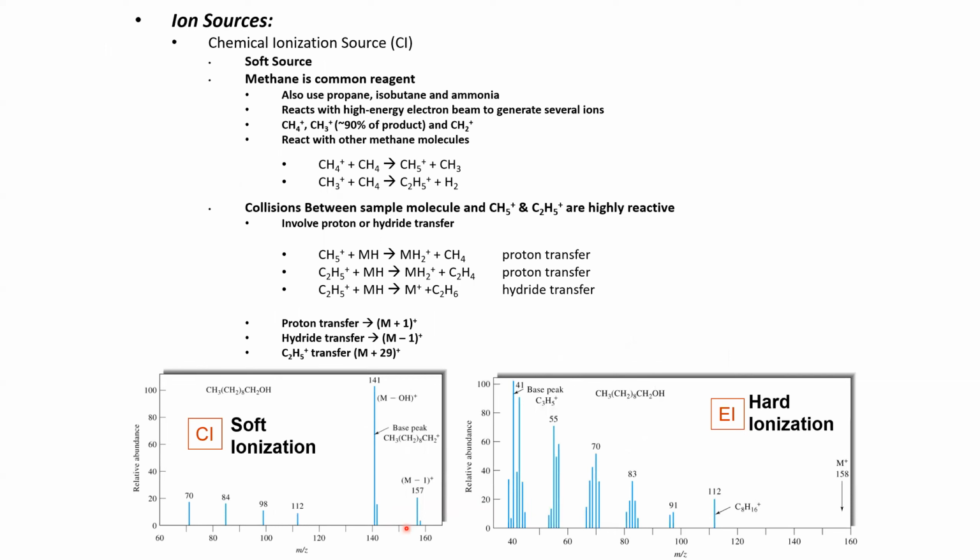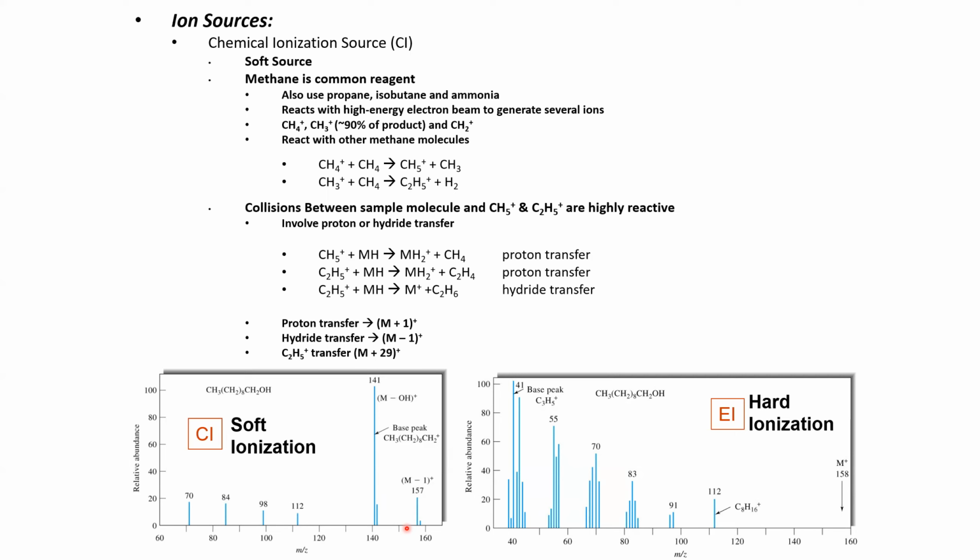So chemical ionization sources are soft sources. Methane is a common reagent. We can also use propane, isobutane, and ammonia. So this reacts with the high energy electron beam to generate several ions, and these can react with other methane molecules to produce different fragments.